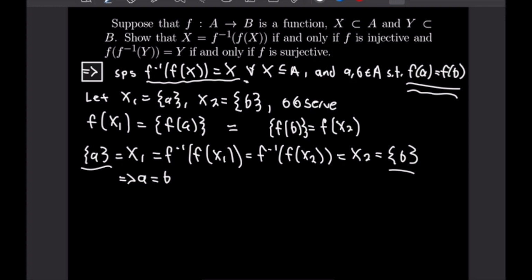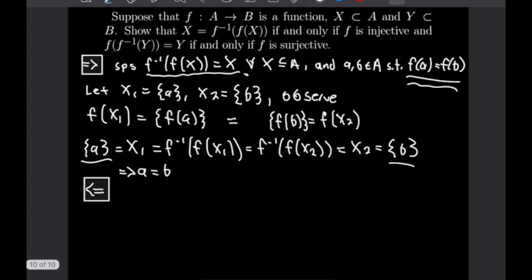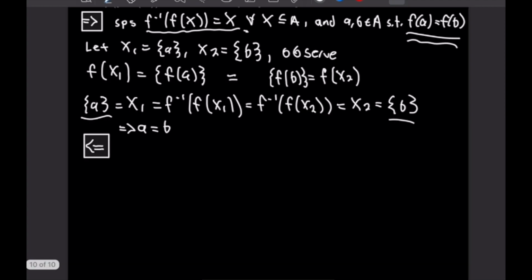So now let's go ahead and do the reverse proof. For the reverse proof, we want to start with the assumption that f is injective and show that x is equal to the pre-image of the image of x. And since we have to show a set equality here, that means we have to do this by double inclusion. So we're going to begin by supposing f is injective. So suppose f is injective.